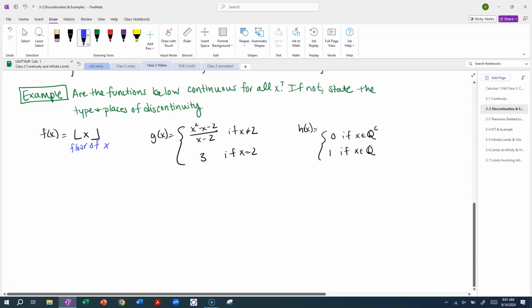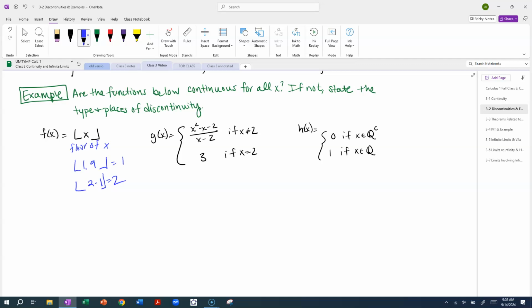Floor of x, okay? This is the greatest integer. So for example, 1.9 would just give you 1, and 2.1 would just give you 2. So you chop off the decimal. Okay, so if we think about this, would this be continuous?